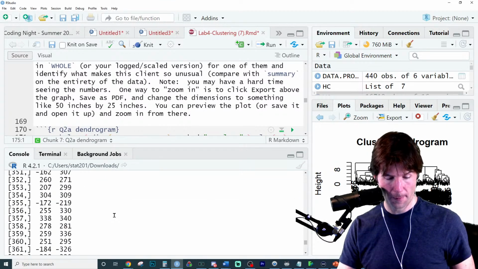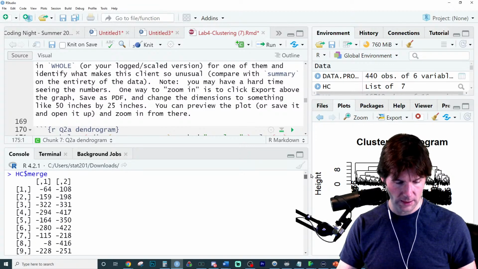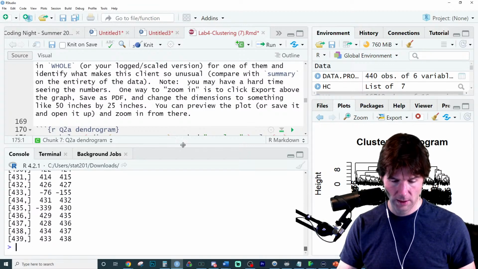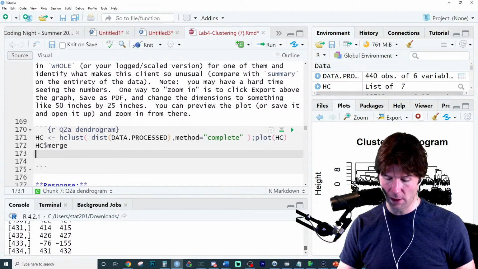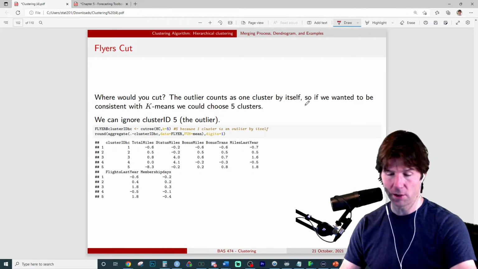That's so cool. There's so much information you can get from this. We want to cut it. We want to cut this tree. So we need to use the cut argument. And there it is, right? cutree.